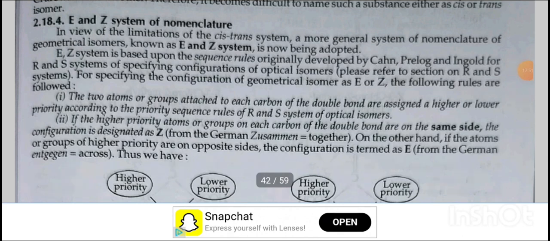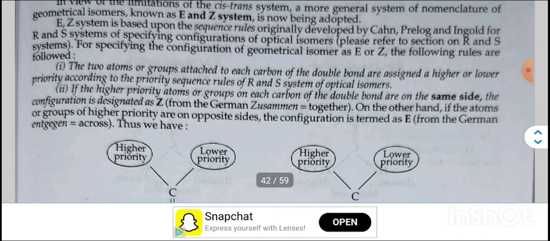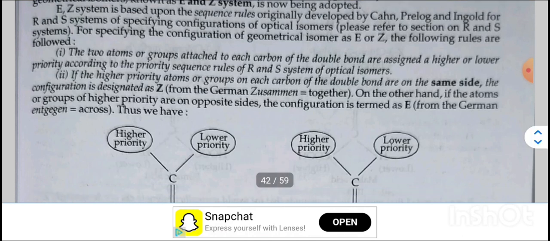E and Z system of nomenclature. Given the limitation of the cis-trans system, a more general system of nomenclature of geometrical isomers known as the EZ system is now being adopted. The E and Z system is based upon the sequence rule, originally developed by Cahn, Prelog and Ingold for the RS system of specifying configuration of optical isomers. For specifying the configuration of geometrical isomers as E and Z, the following rules are followed.